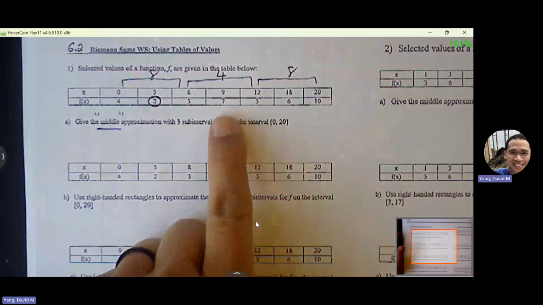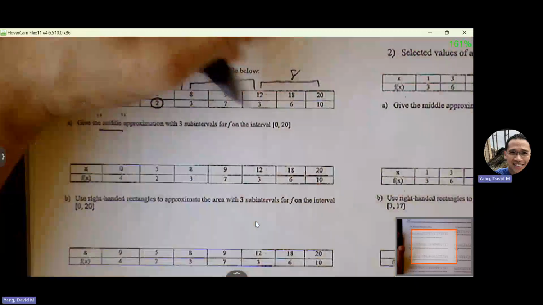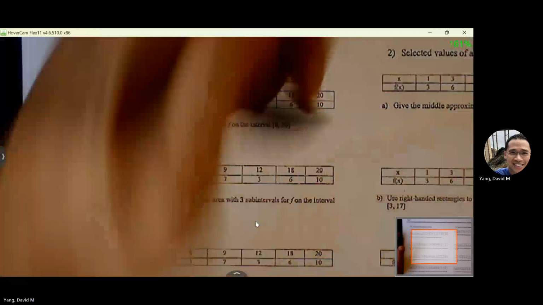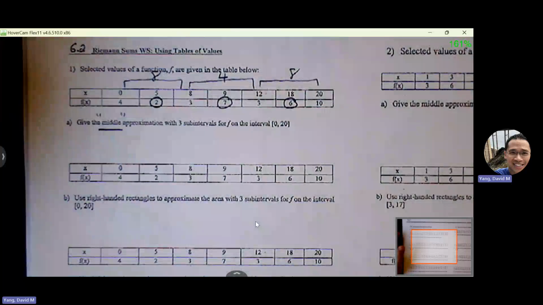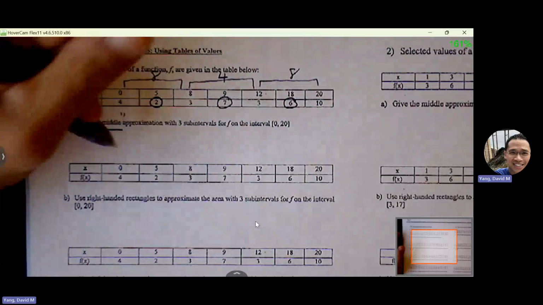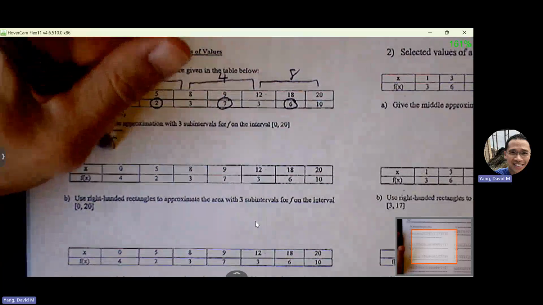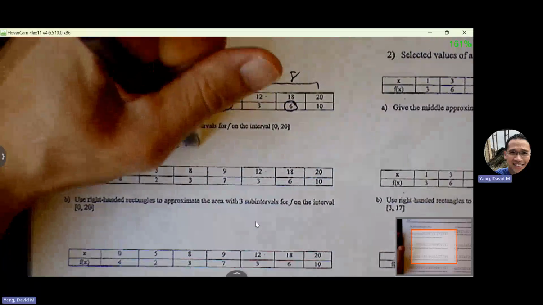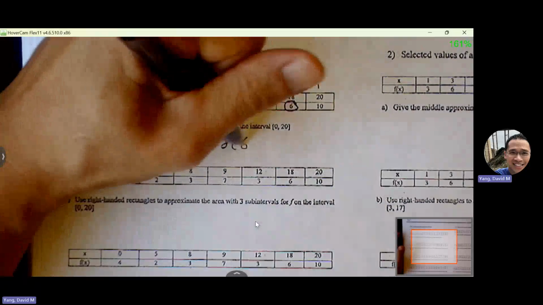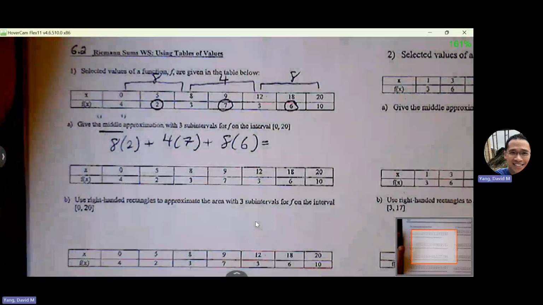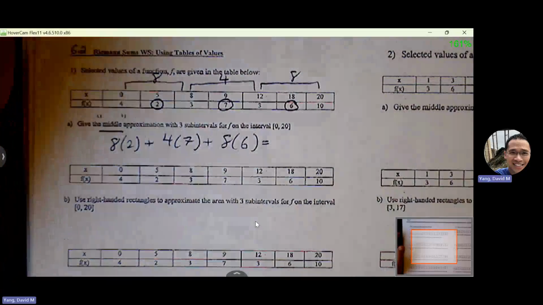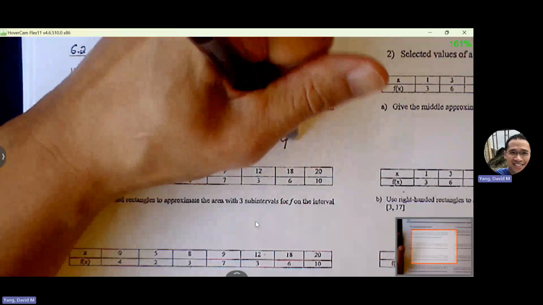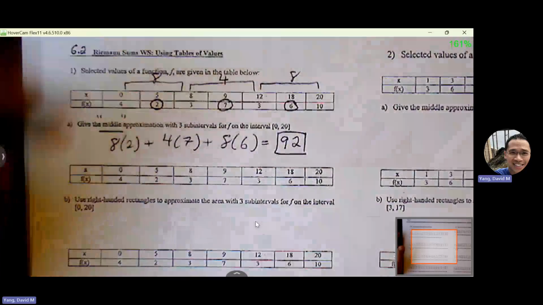What will be the height of the second rectangle? Last rectangle, 6. And we're just going to add those areas up. So adding up areas of 3 rectangles will be 8 times 2, 4 times 7, and 8 times 6. So 16 plus 28 plus 48. Using this approximation, we have an area of 92.